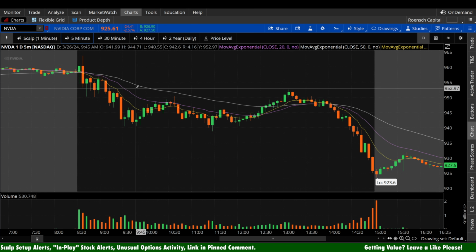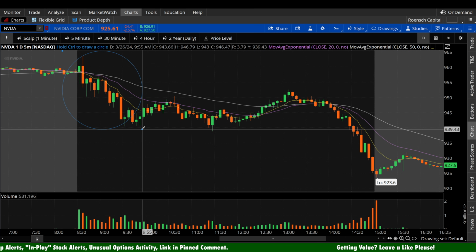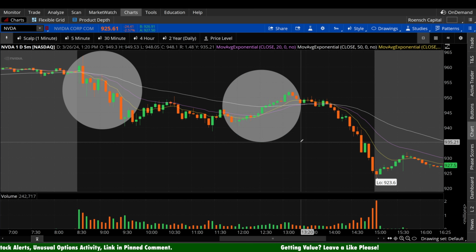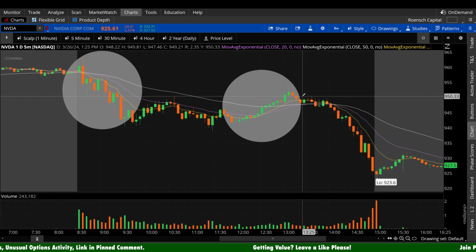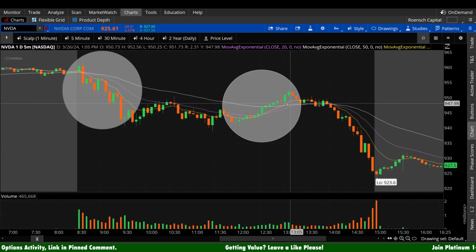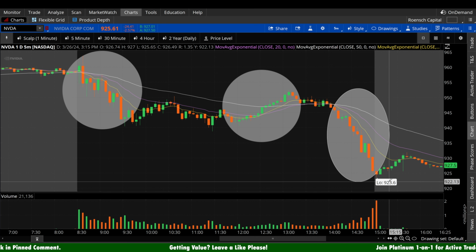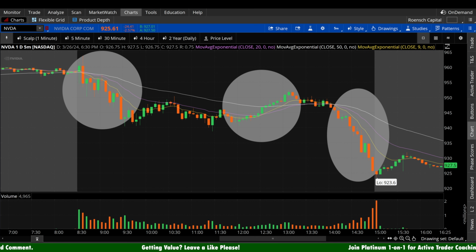A couple of moves I want to take a look at here. Going to be this fade off the open. All right. This move intraday, specifically just because we saw very few red candles in that move, and then the very obvious one, this big fade that we saw into the close. I want to take a look at that as well.